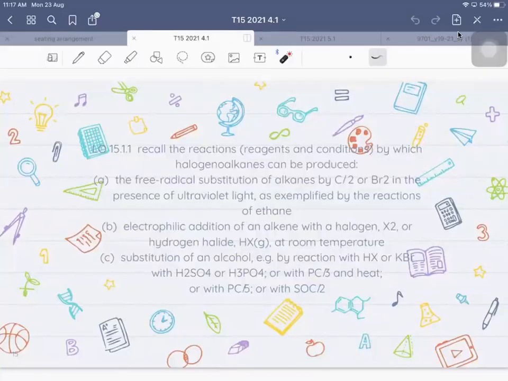Okay, Bismillahirrahmanirrahim. So last session, we looked at the introduction of halogenoalkanes. As you all know, halogenoalkanes are functional groups of alkanes. They are derived from alkanes, where one or more hydrogen atoms in the alkanes have been replaced by halogens. Halogens are elements in group 17: fluorine, chlorine, bromine, iodine.